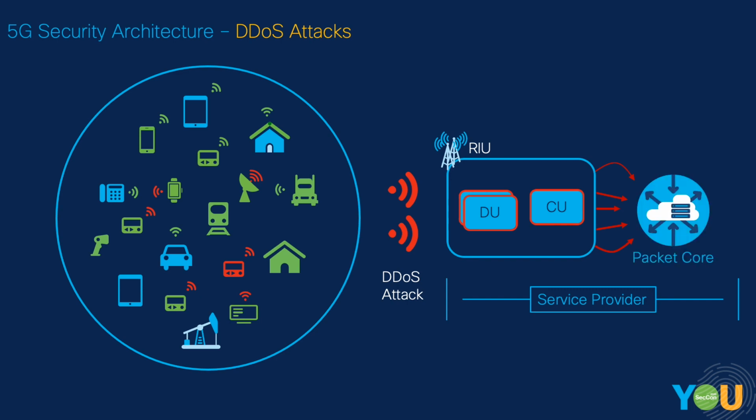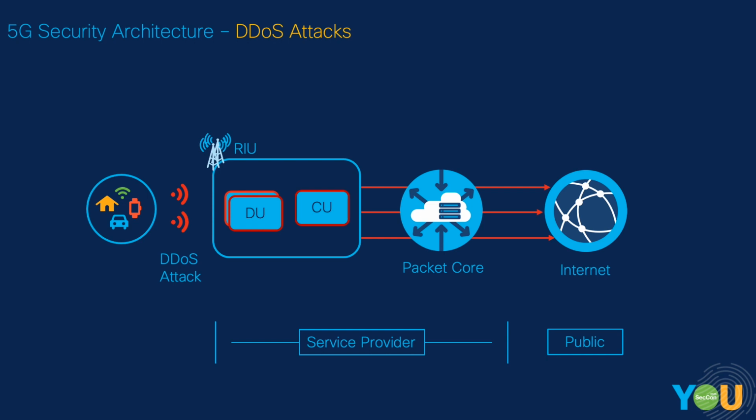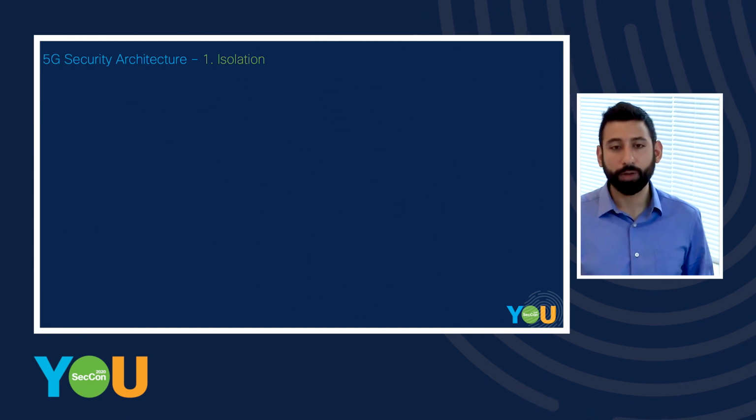If I'm able to somehow do a DDoS attack on the core, which I have the capability to do now because of the number of devices that are available to me, then I can impact the core. And the radius of that impact is going to be all subscribers. And I can even use the whole infrastructure, right? I can go through the core to the internet. So I'm not affecting you, but I'm using your infrastructure to go somewhere else where your reputation is now at stake. Now, how do you protect it?